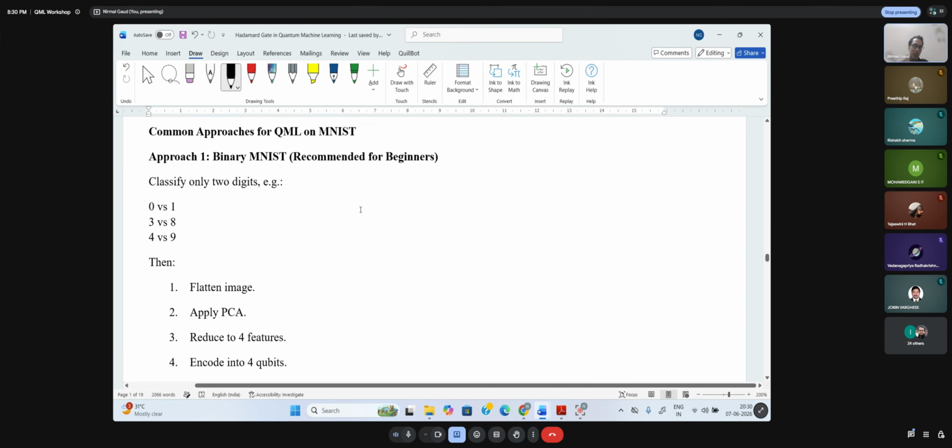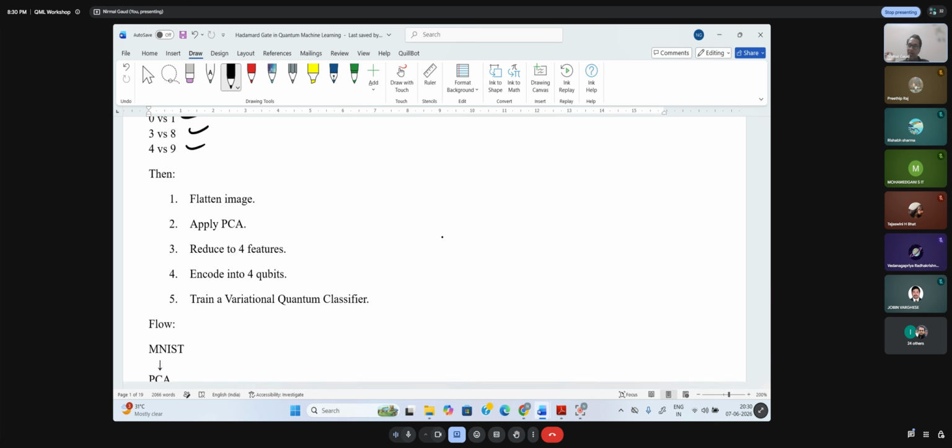So the common approach we follow is to classify only two digits, either between 0 and 1, 3 or 8, or 4 or 9. You cannot classify the entire set of digits. Classify two digits. And how to do it? Flatten the image, that means convert it into 1D, and apply PCA, principal component analysis, for dimensionality reduction. I am also not working on all the dimensions. I will apply PCA and reduce the dimensions, let us say to four features only.